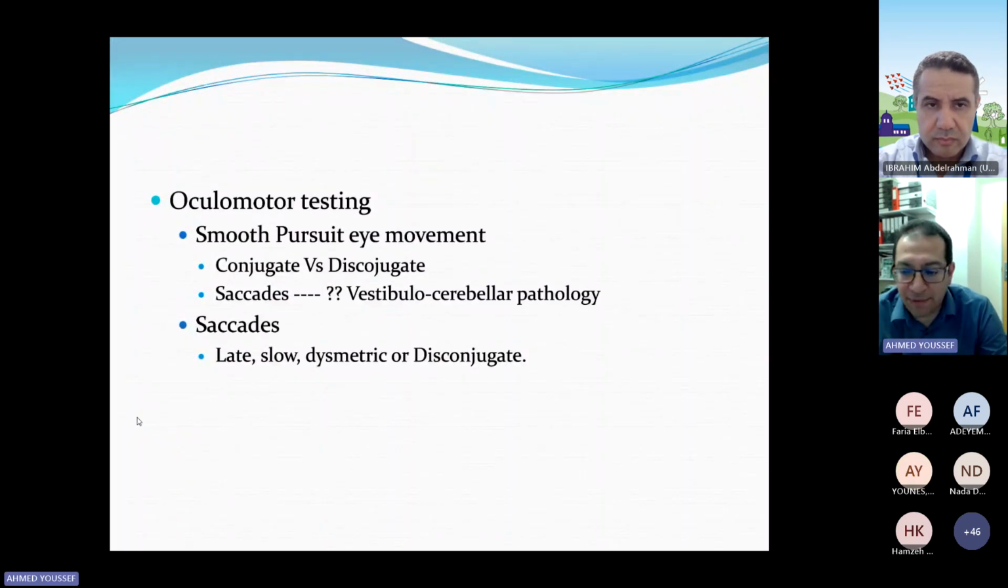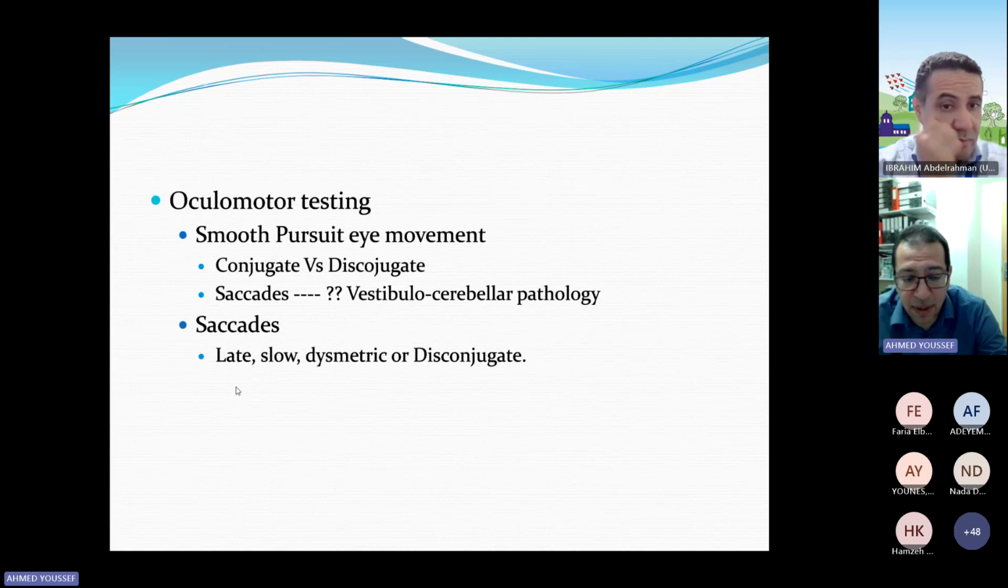And then after testing for the nystagmus, we move on to the oculomotor testing, which is basically the smooth pursuit eye movement and the saccades. In the smooth pursuit eye movement, you ask the patient to follow a target. And what you want to look for is any disconjugate eye movement. If there is disconjugate eye movement, it means that both eyes are not working together. This could suggest the presence of an MS, basically. If there are saccades in the smooth pursuit, so the eye is not moving smoothly, there are cogwheel eye movements. This could also indicate a central problem.